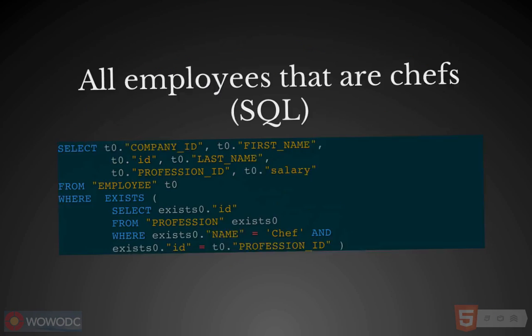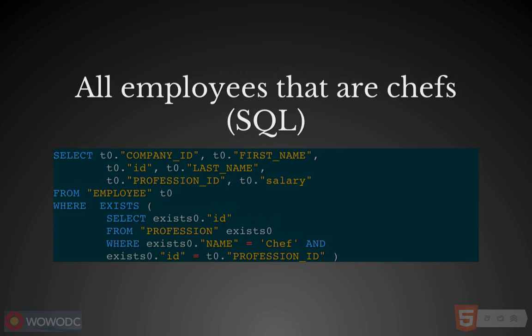What does it look like? We're selecting everything from employee. We're selecting the employees, where there exists, we're selecting from profession. We're looking for the name that is chef. And then at the very end, the final and, we tie profession back to employee. Foreign key, primary key relationship. It works. There's nothing wrong with it. It's just most of the time, 2-1s are so easy and they're performant, it's not an issue.